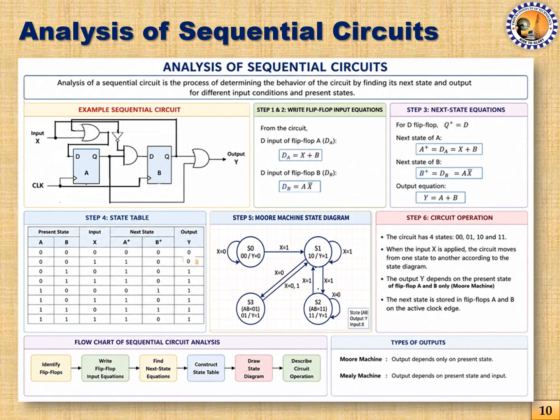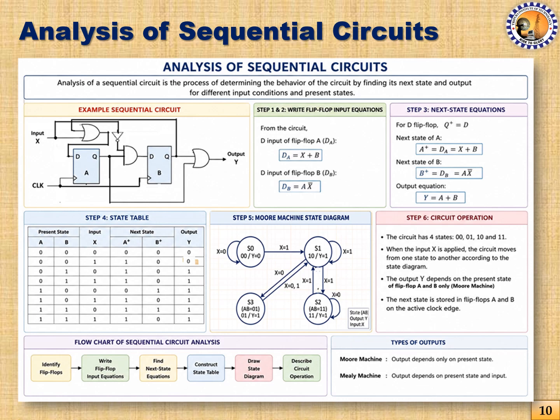Then if the present state is 0, 1 and if the input is 0, that means this is the condition. So in the next state, it will go to 1, 0 and it will produce an output 1. So it will produce an output 1 and it will migrate from this state to 1, 0. In a similar manner, if we see the other entries in this state table, we can see that the state diagram for this can be easily drawn over here.